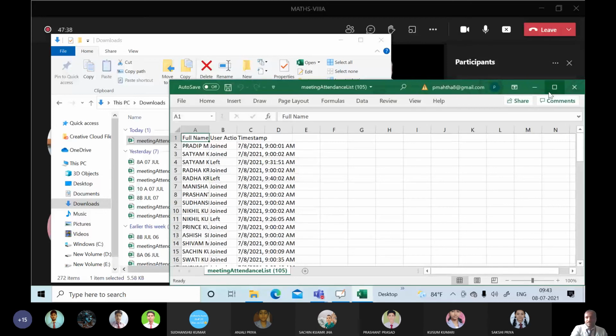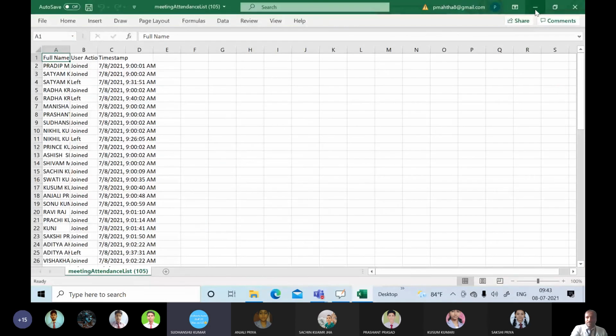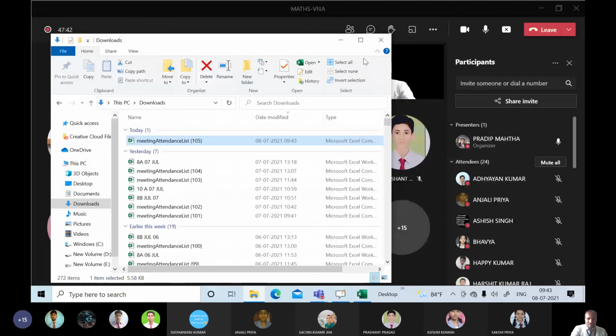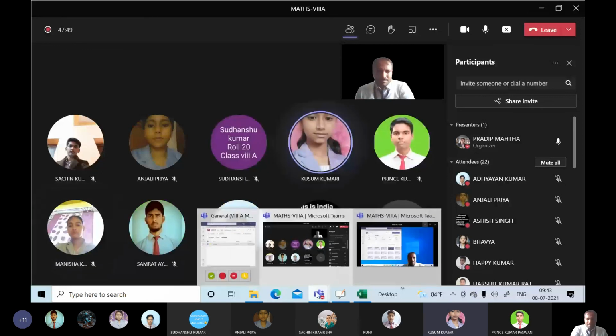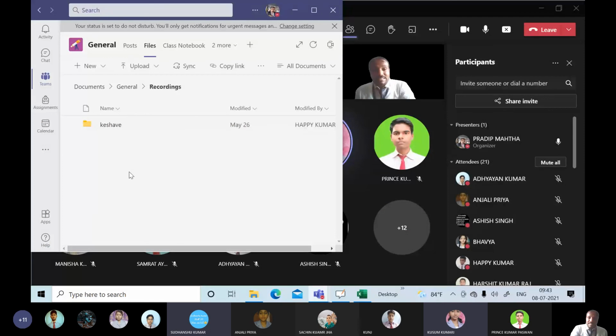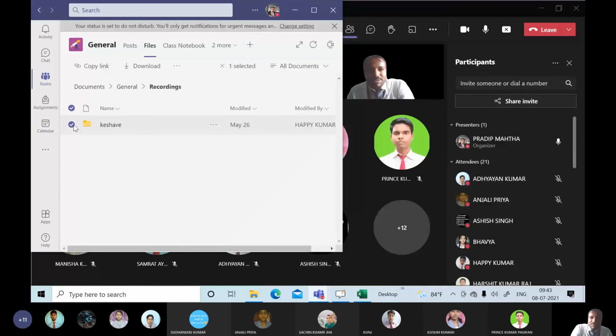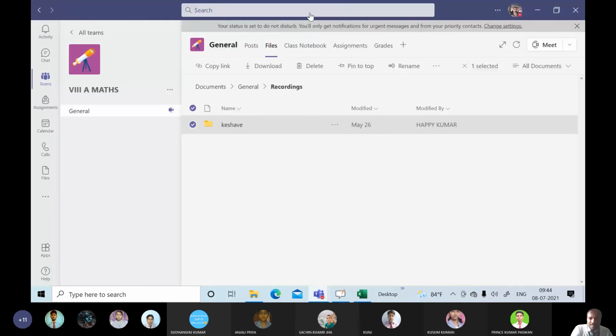Now you can leave, or if you want to see, okay. Of course there was, but it is not showing. Sir, you have sent the recording on files only? Yes, it will be seen. The recorded class will be seen in Teams, in files also. But now it is not showing. When the class is over, when I end the class, then it will be showing over here in files also.